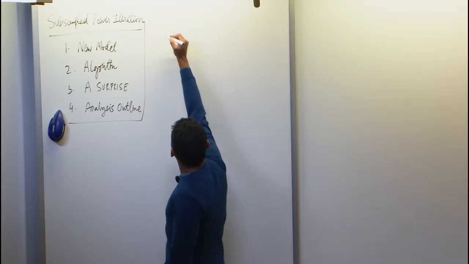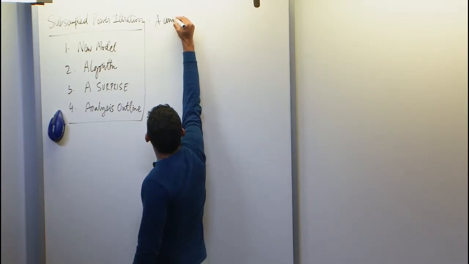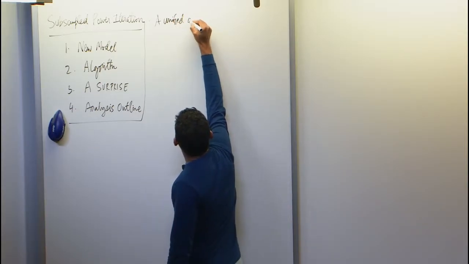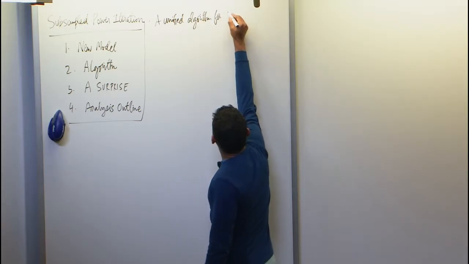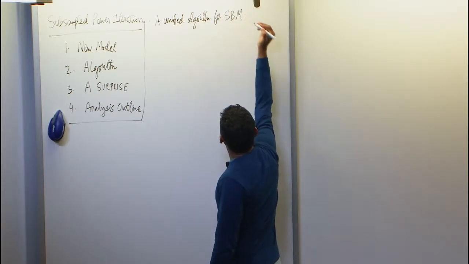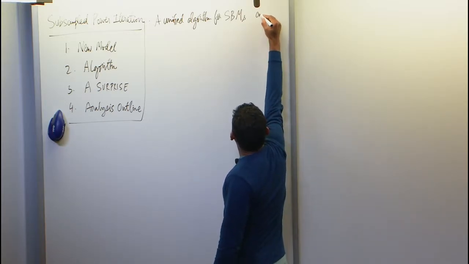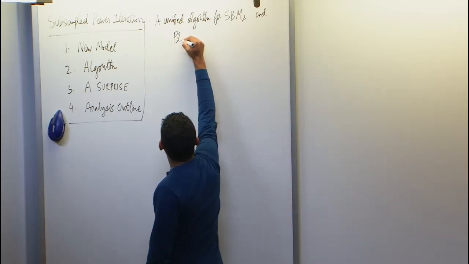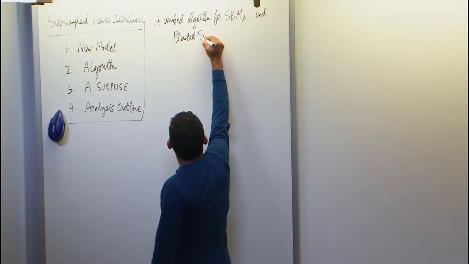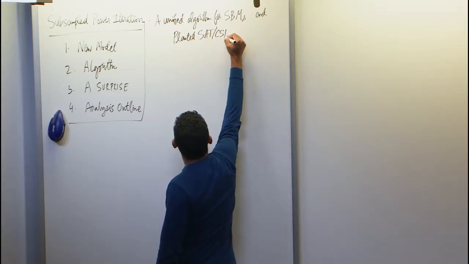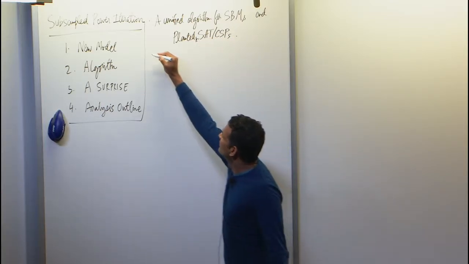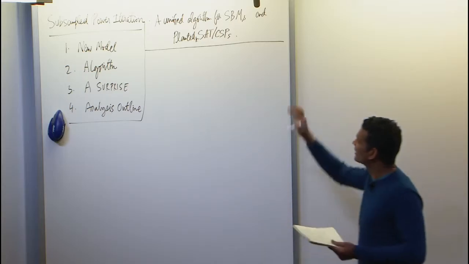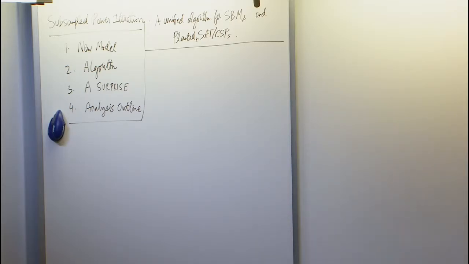Why are we doing this? So this is going to be a unified algorithm for stochastic block models, which I will define in a second, and planted SAT or constraint satisfaction problems. I should really say K-SAT, CSP. And I'll define both those problems in a minute.